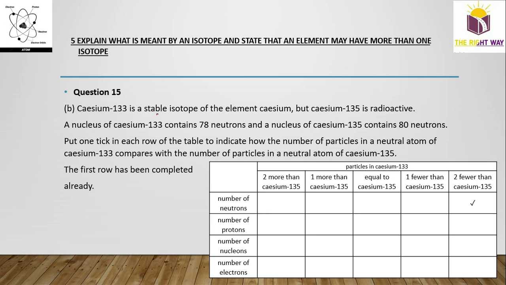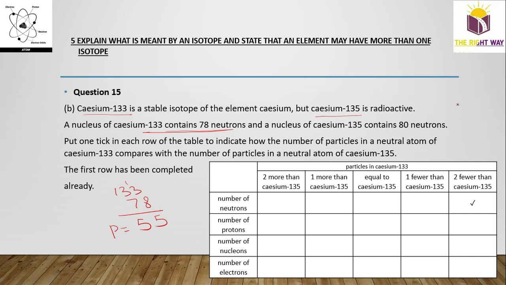Cesium-133 is a stable isotope of the element cesium, but cesium-135 is radioactive. A nucleus of cesium-133 contains 78 neutrons. Now, how many protons does cesium-133 contain? 133 minus 78 is 55. So the proton number is 55, and cesium-135 also has proton number 55.